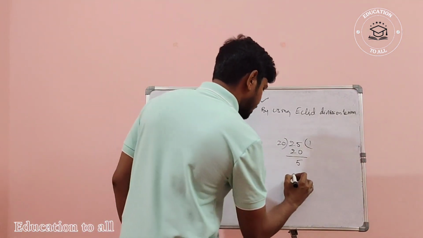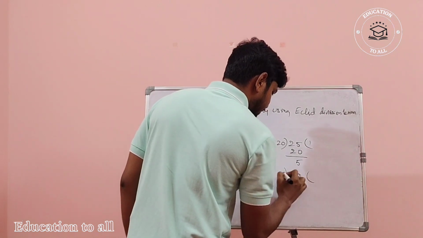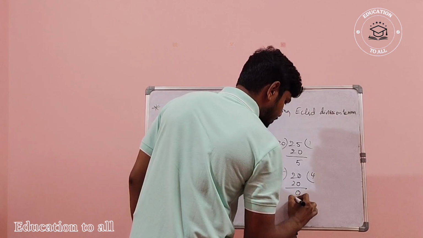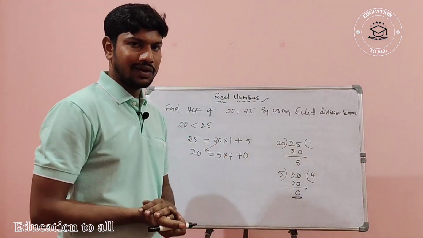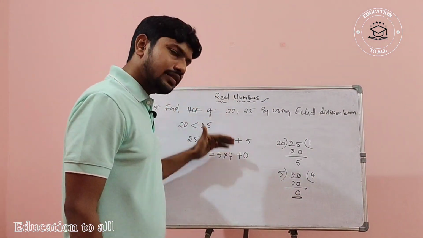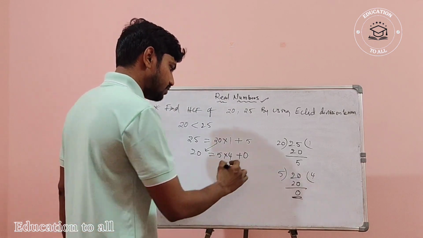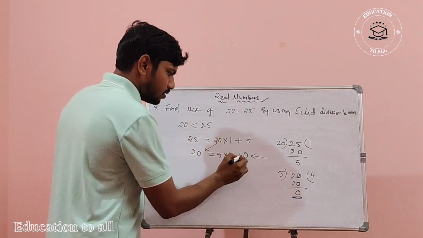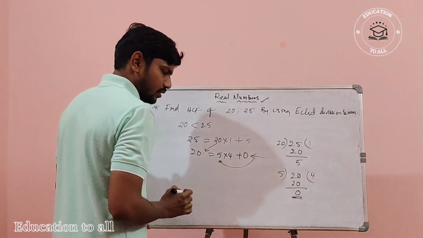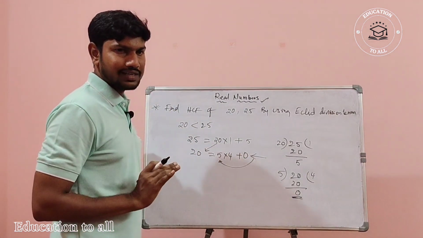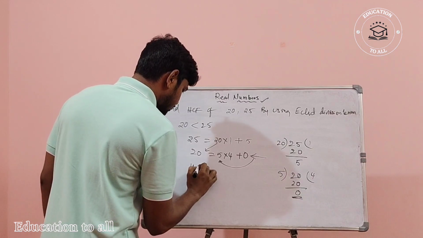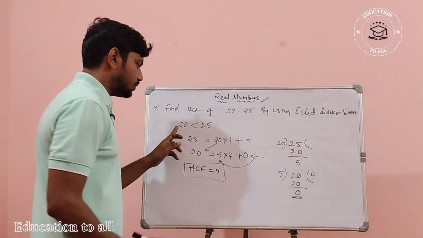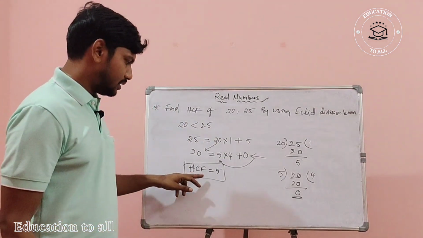So we can cross check here. 20 divided by 5 is exactly 4 times, and the remainder is 0. When you get remainder 0, we have to stop the procedure. So what is the HCF? The divisor which gives 0 as the remainder is called the HCF. So the HCF of 20 and 25 is 5.